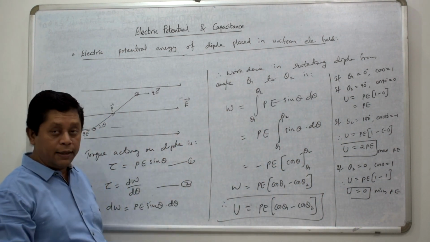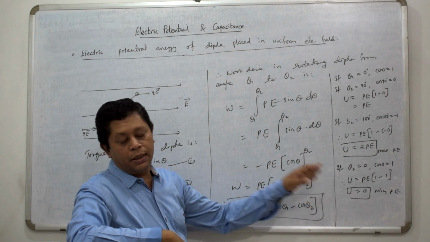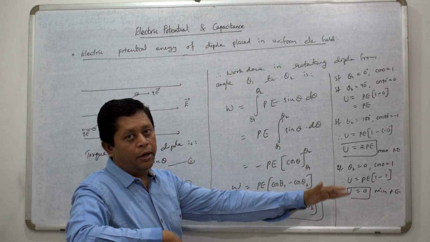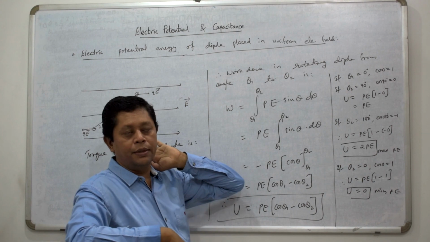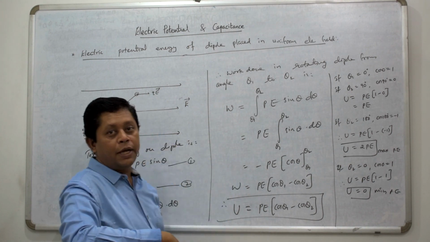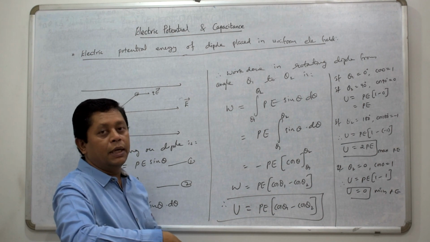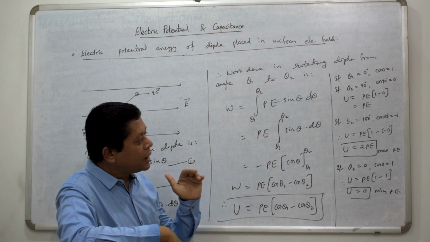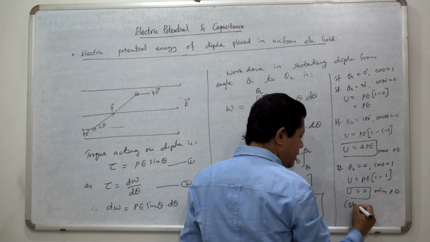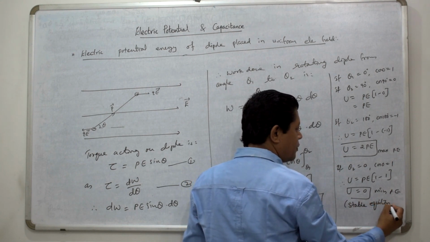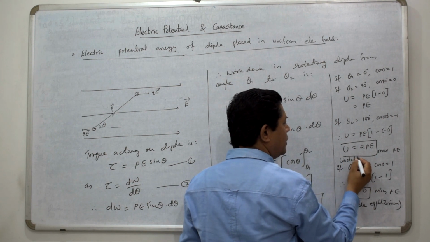So you can say that theta is the angle between the direction of the electric field and the dipole moment. When theta is 0, the dipole is aligned in the direction of the electric field and has minimum potential energy, whereas when it is anti-parallel, it has maximum potential energy. Remember, in both these cases, the torque acting on the dipole is 0. So theta equal to 0 is stable equilibrium, whereas theta equal to 180 degrees is unstable equilibrium, because at theta 180 degrees the potential energy is maximum. This is the condition of stable equilibrium, and theta equal to 180 degrees is unstable equilibrium.